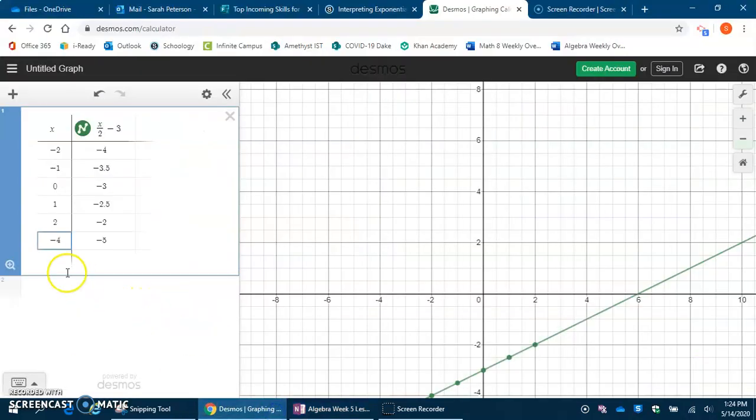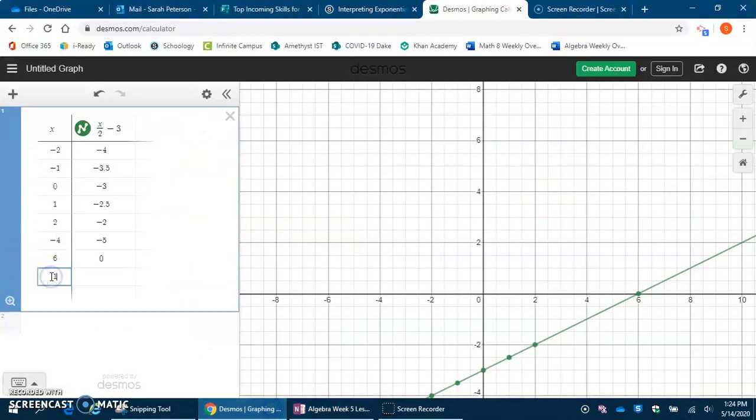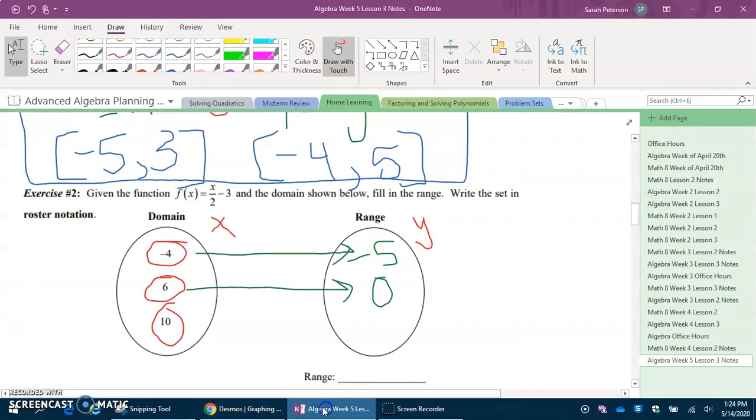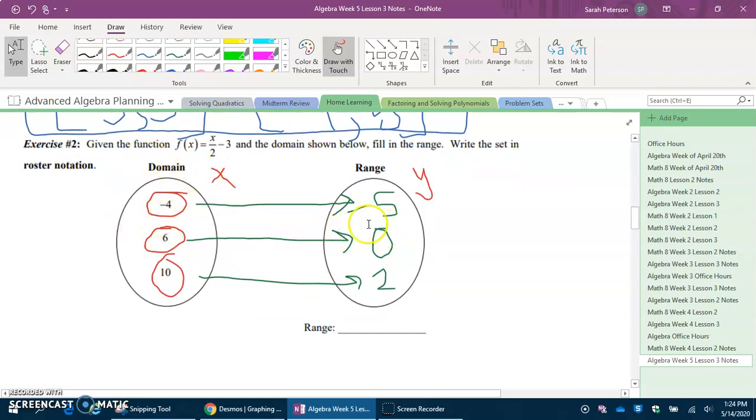If I look and I type in 6, it'll give me 0. So I can say when x is 6, y is 0. And then when I look at 10, it'll say 2. So when x is 10, y is 2. So if you look, those are my domain and range for just specific numbers. So if you notice, I'm not looking at all the numbers in between -4 and 10. I'm only looking at 3 numbers for this whole function.